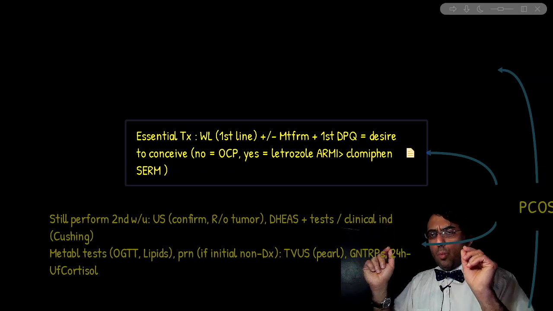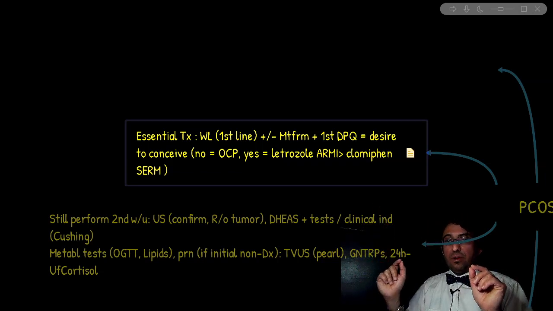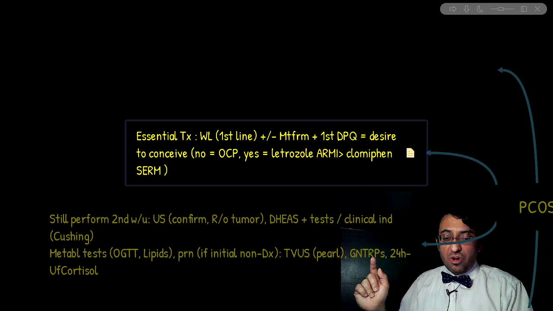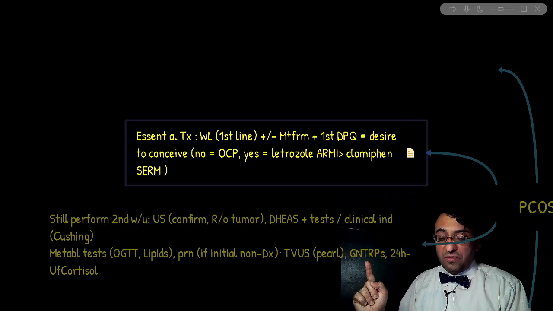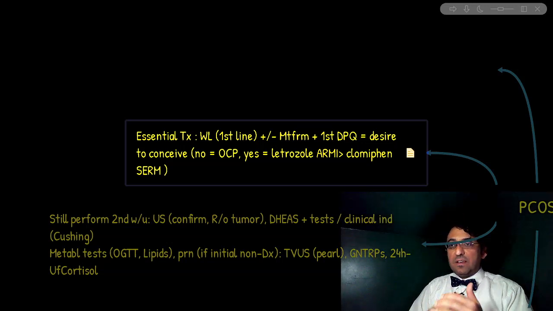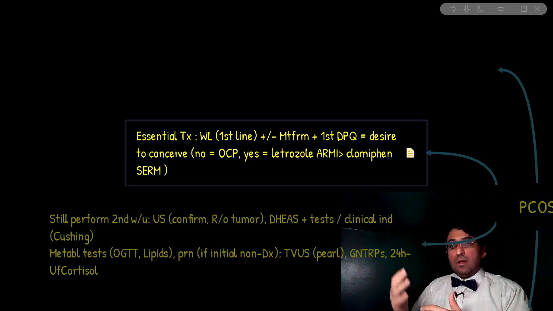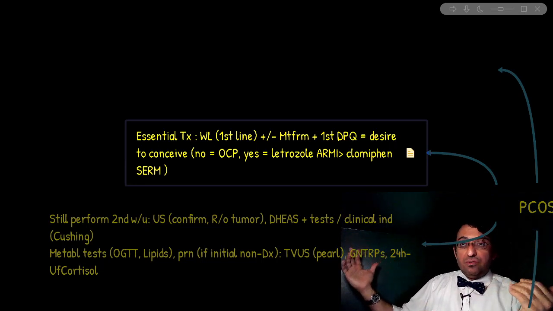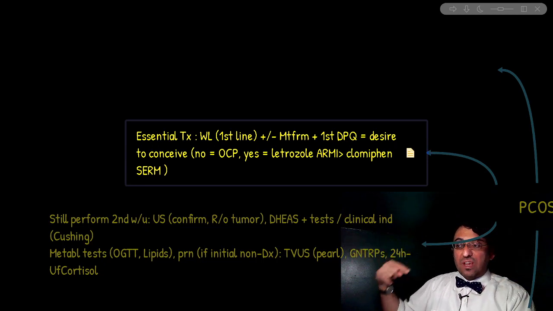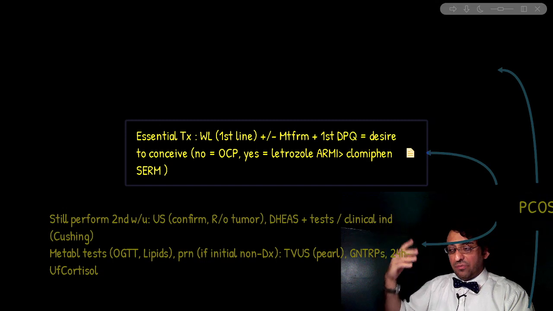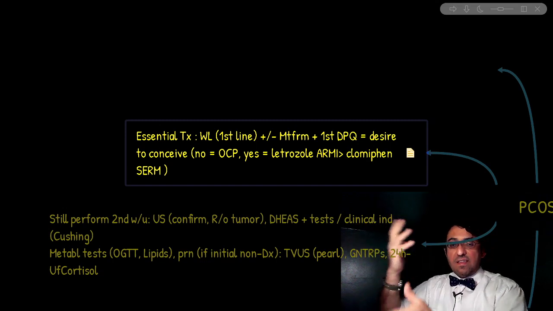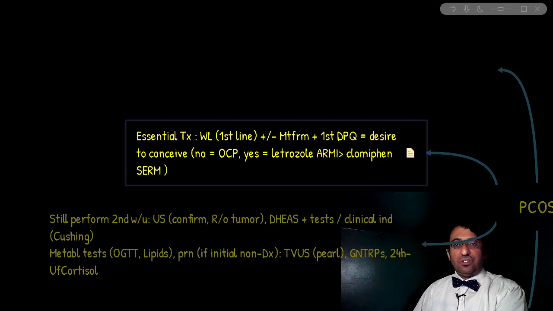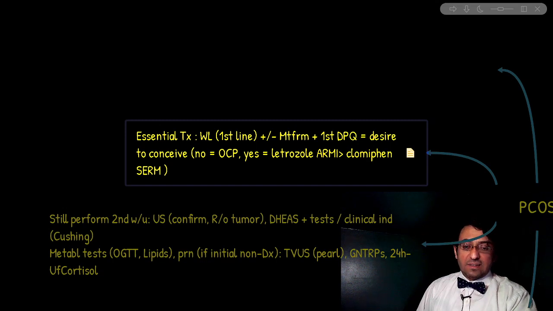Now, which one of these two is preferred? Letrozole is preferred to clomiphene. How do these medications work? Well, letrozole inhibits peripheral conversion of excess androgens to estrone, and therefore it disinhibits the gonadotropins, and therefore the system starts working, and the anovulation and everything distal to that will be corrected.